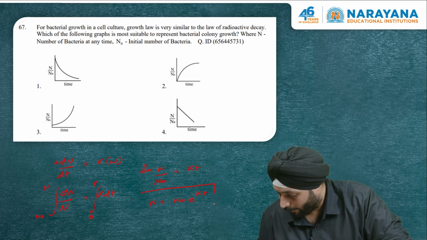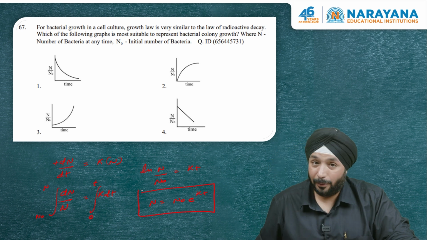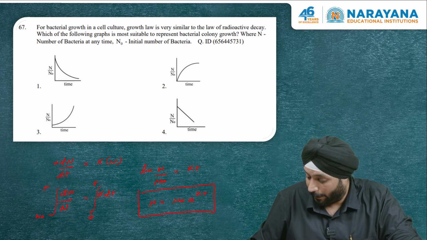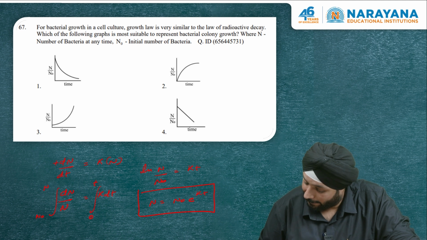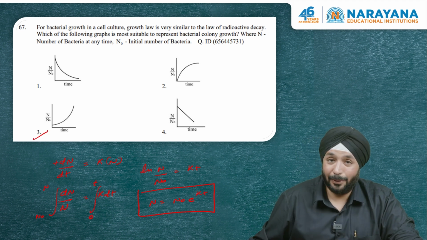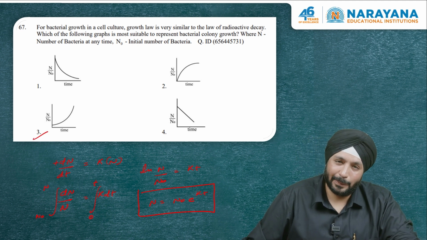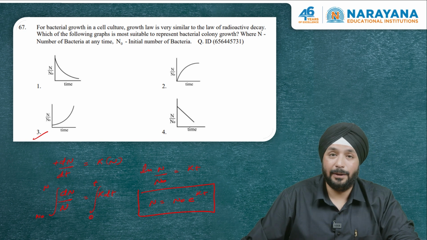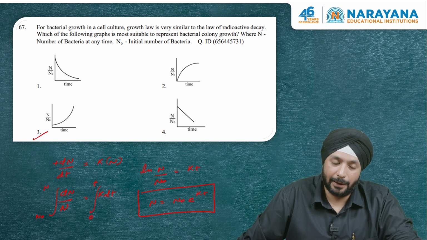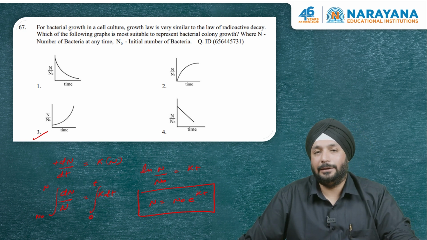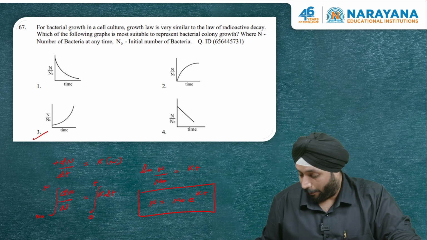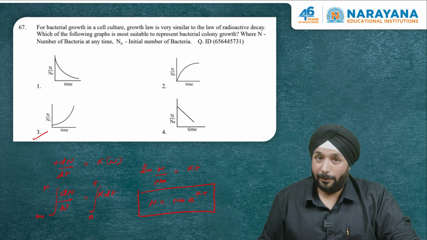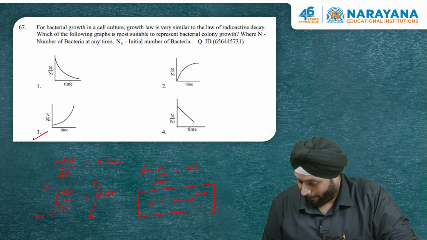So there should be an exponential growth, and only one graph shows an exponential growth, that is 3. N by n naught is equal to e raised to power kt. It's a very nice question. Only one difference: in growth, the number of atoms increases; in decay, the number of nuclei decreases, right? Okay, we will move to the next question. Hope you would have understood that, right?